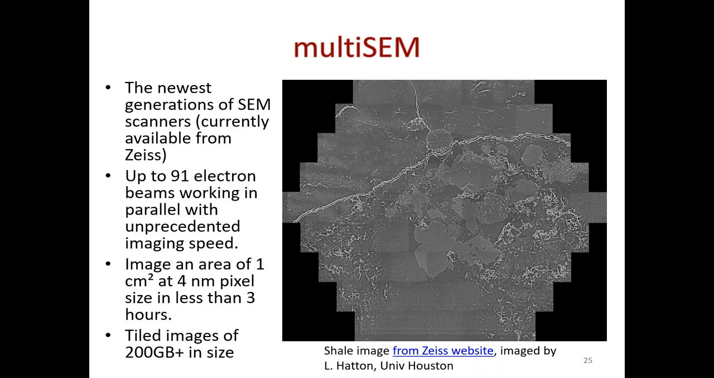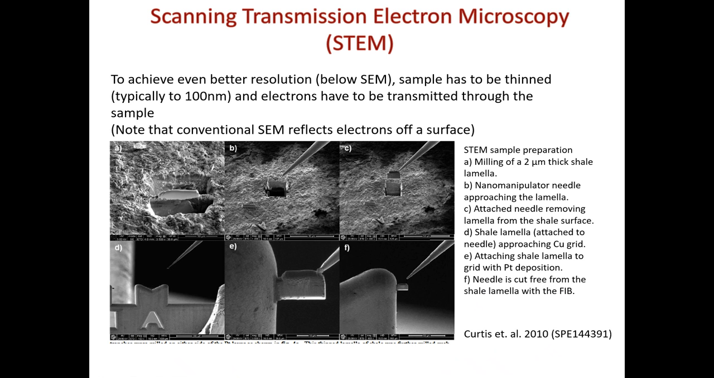So that's something in less than 3 hours. That's pretty amazing by itself. And again, Lori Hutton at University of Houston has these types of images, but the processing of them is problematic. If you create a sliver that is thin enough for the same electron beam to go through, then you have transmission. Otherwise, it's scattered back.